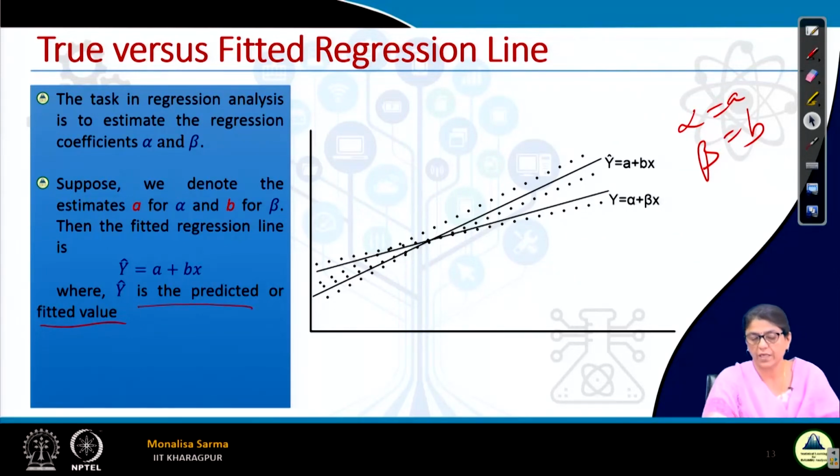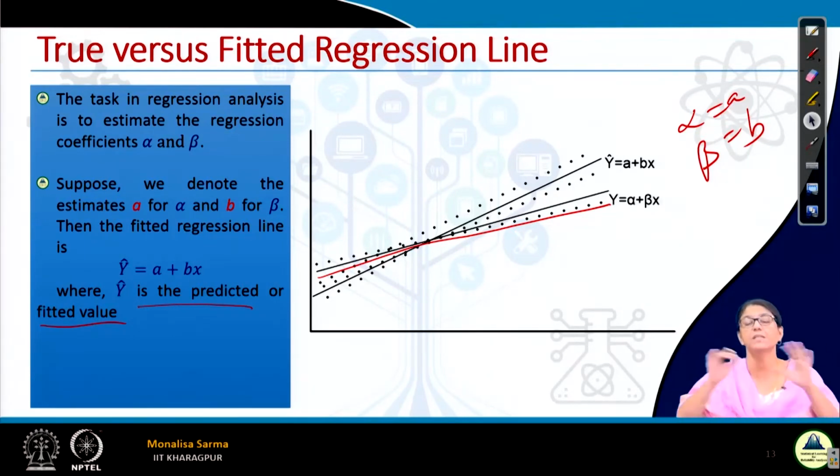Suppose this is my actual line: y is equal to alpha plus beta x. I don't know what alpha is, what beta is. In the space there is a line, y is equal to alpha plus beta x. That is my actual line. I have estimated the value of alpha as a and the value of beta as b, and with that I got a line, a plus bx, which gives the value y cap. This is my predicted fitted value.